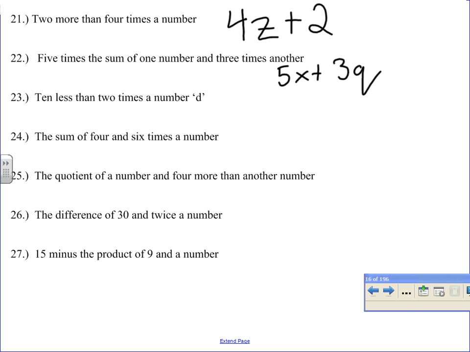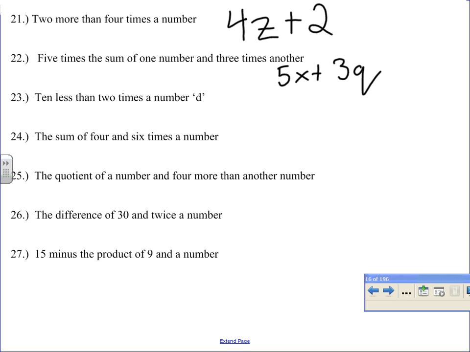So let me read that again. 5 times the sum of one number, and the and means that's where you put the plus sign, 3 times another number. They're not that hard on your homework. Mary? Yes, it's very tricky.